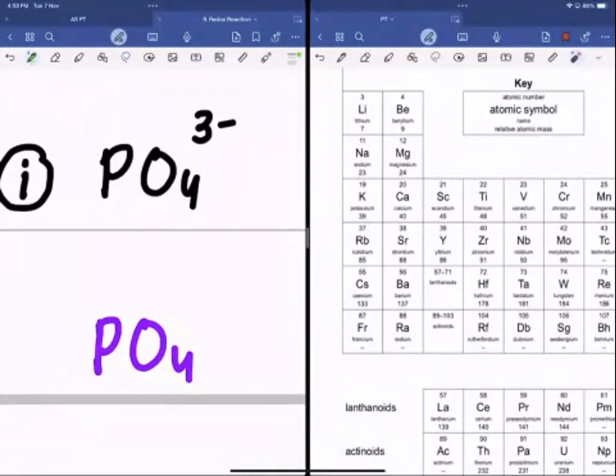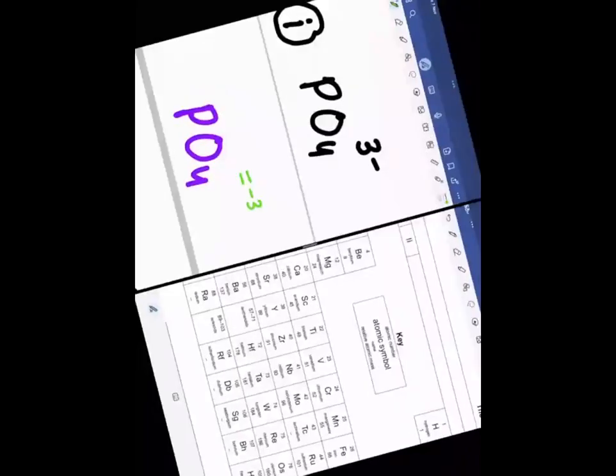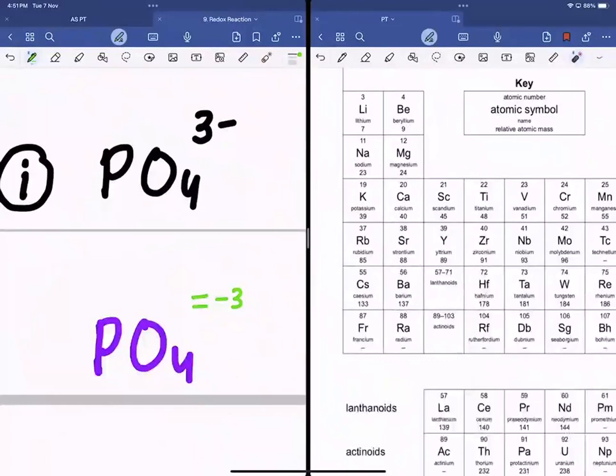What was the net charge? So what is the net charge over here? Yes, minus 3. So do it like this as I'm doing. Put the minus 3 charge after the equals sign.